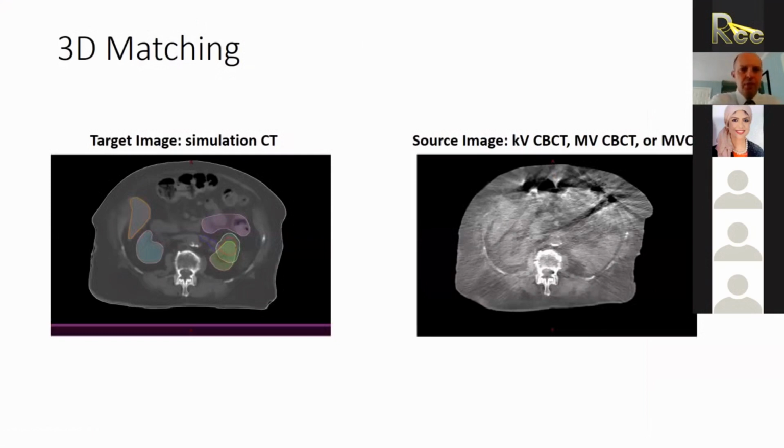Here's an example for 3D matching. On the left, your target image is the simulation CT. This is the CT that's used for treatment planning. And on the right, we have a source image, the kV CBCT that's acquired on the day of treatment. Those can be fused together, and you get basically the best match. Typically it's a translation in 3 dimensions, but it could also include a couch rotation. Although you have to be careful about that and not have such a large couch rotation that you cause any potential collisions. That's something to keep in mind.